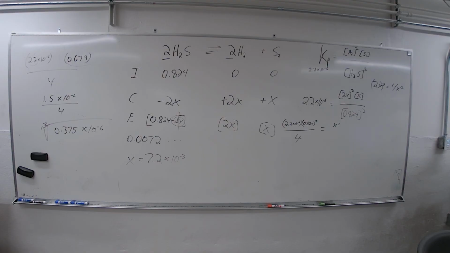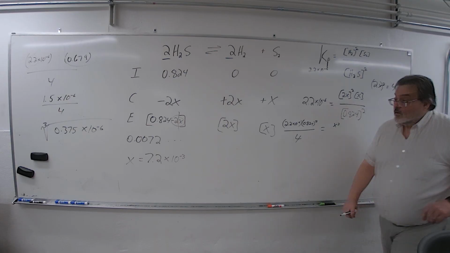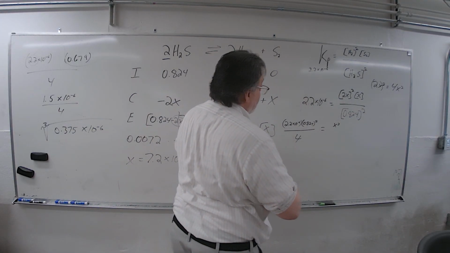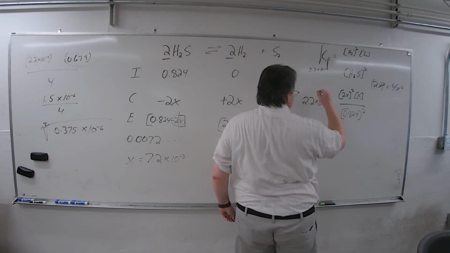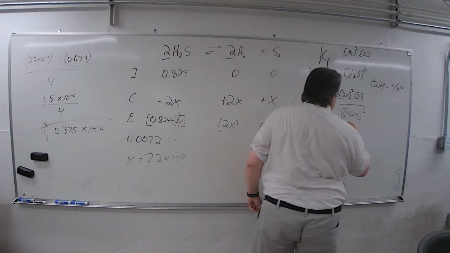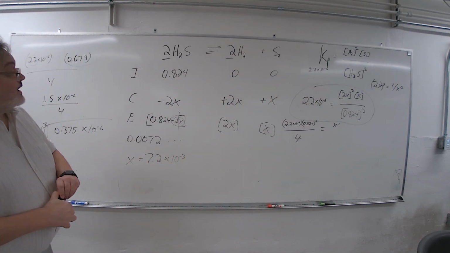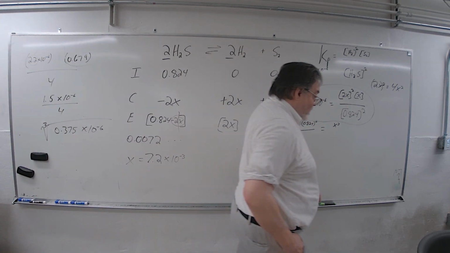I ended up with 7.2 times 10 to the negative 3. You guys try this just to see if it's me. Solve this for x. Solve that for x. I might have forgotten that square, and I'll do it in the spreadsheet.